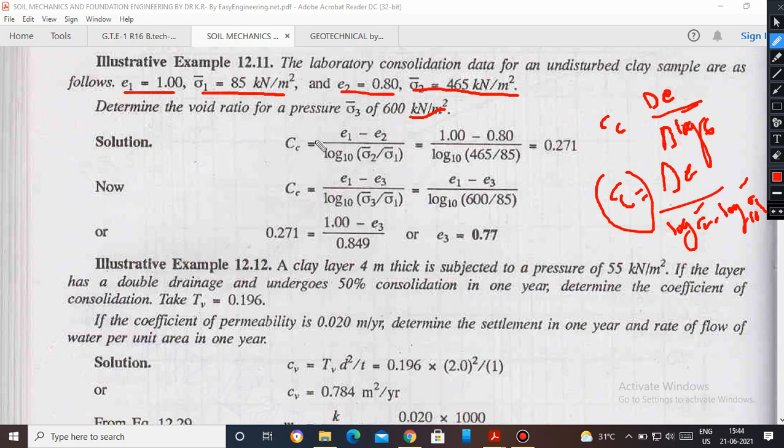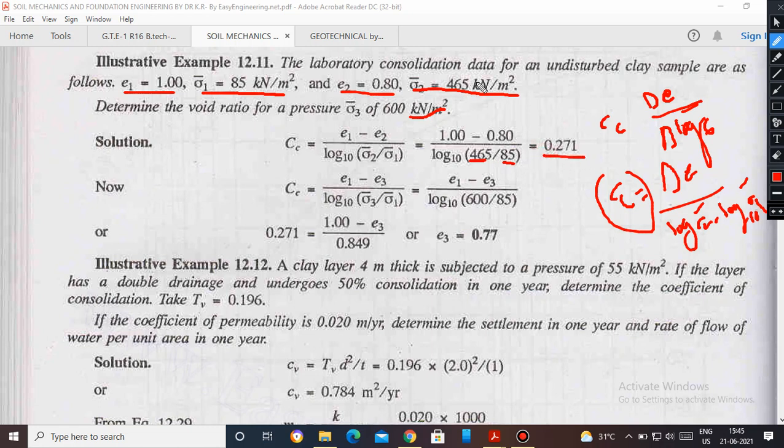That Cc will be equal to e1 minus e2 divided by log base 10 of sigma 2 bar divided by sigma 1 bar. That will be equal to 1.0 minus 0.80 divided by log base 10 of 465 divided by 85. By substituting this, we get the compression index Cc equal to 0.271.